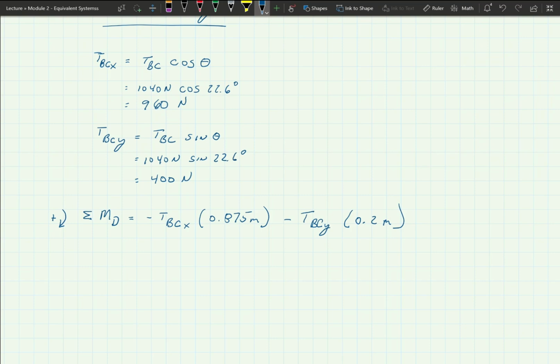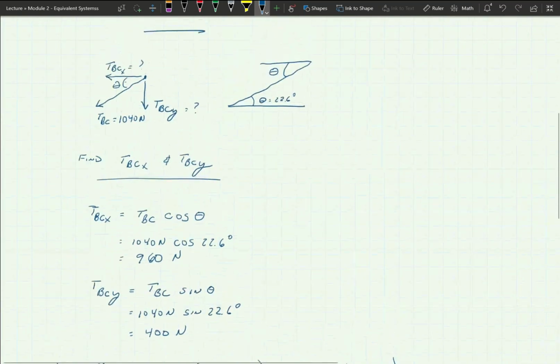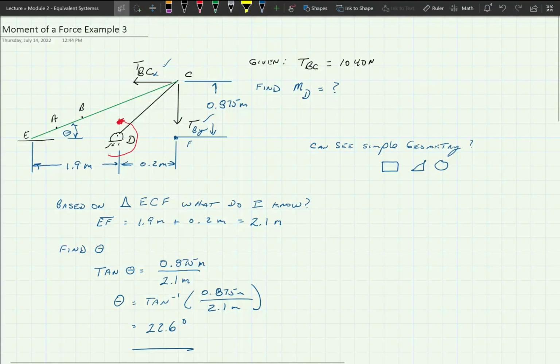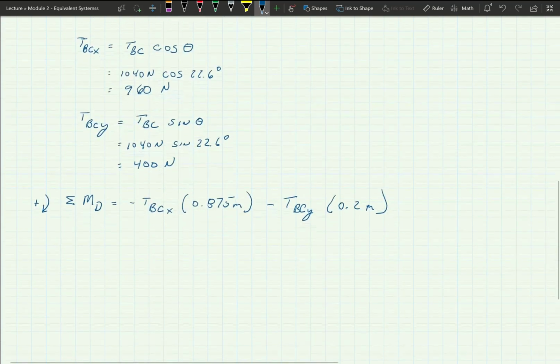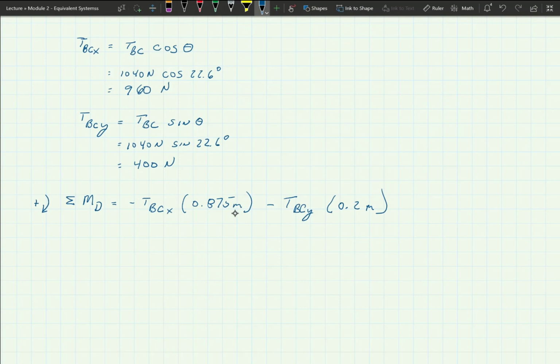Okay. All right. Now, assuming that it is positive in this direction, we have a negative BC going to the left because we always make the assumption that that's a positive y and that's a positive x, and then we can get our solution. So TBCY here is negative, TBCX is negative, thus we get these two guys. Okay. 0.875 is the vertical distance from D acting on X.